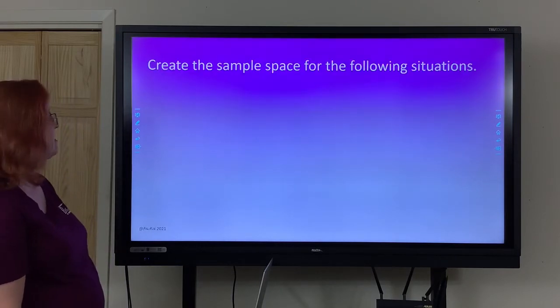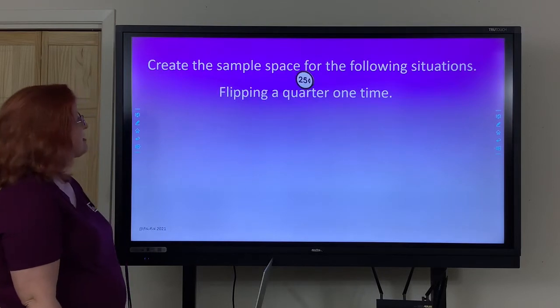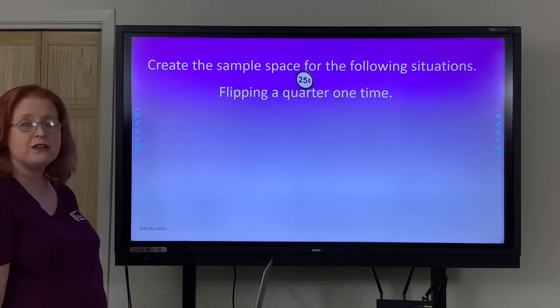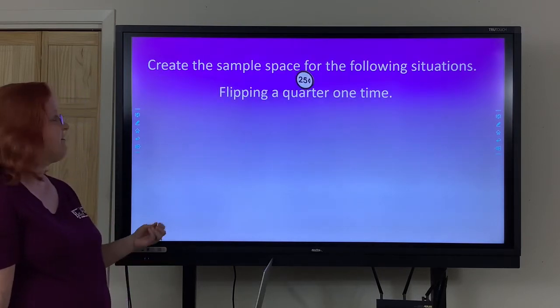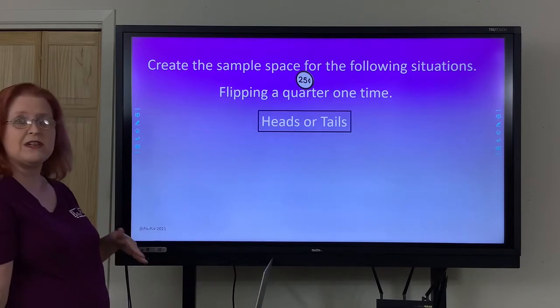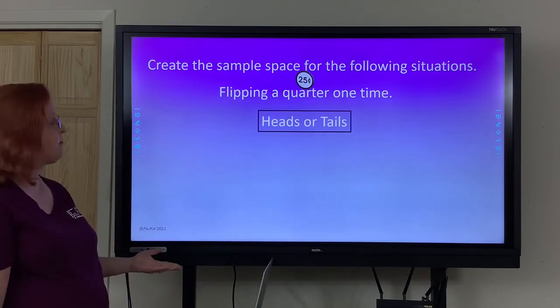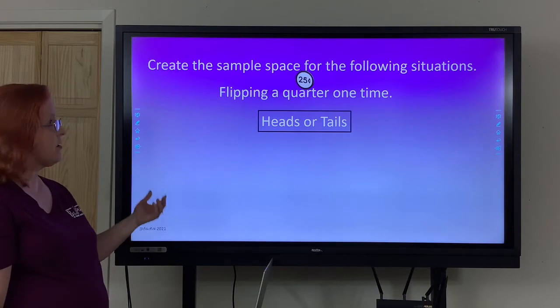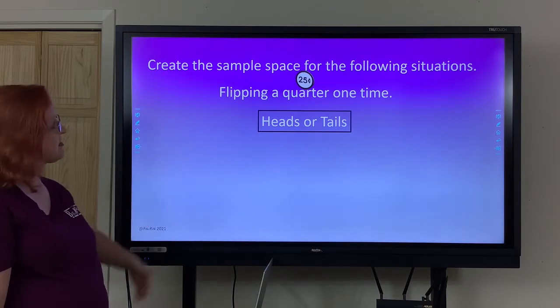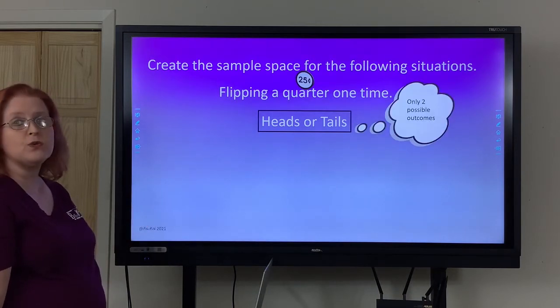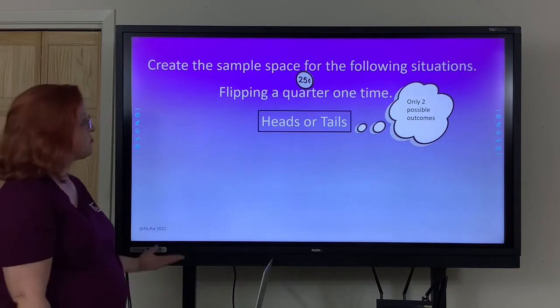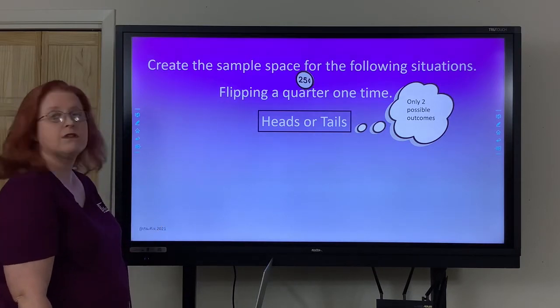All right, first, we're going to create these sample spaces. Flipping a quarter. Think about a quarter. You have heads or tails. That's the only two things that can happen. So if you flip it, it'll either land on heads or it'll land on tails. So there's only two possible outcomes. So there's your list of your sample space.